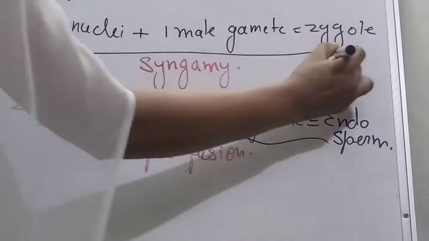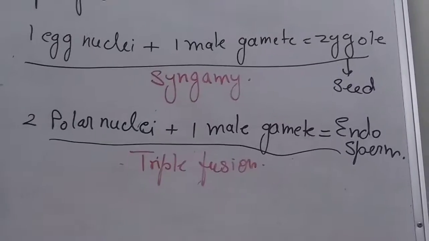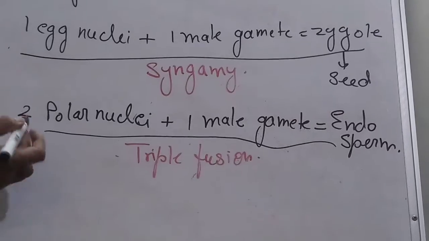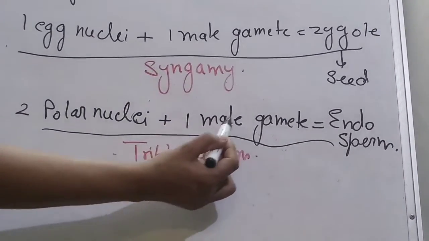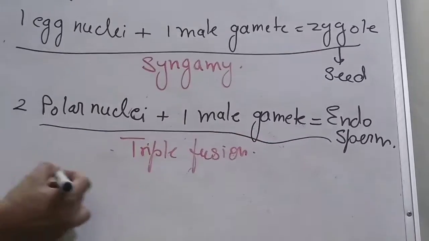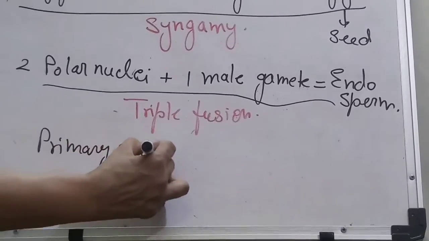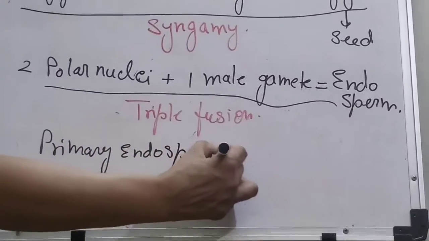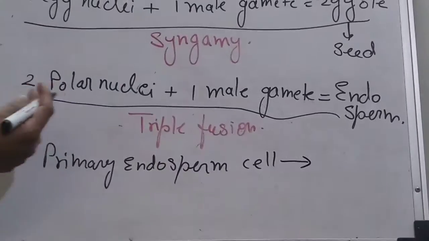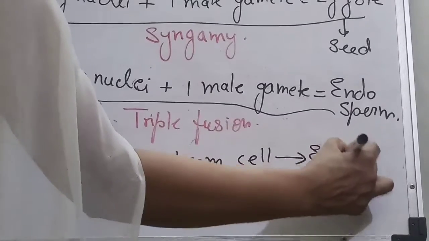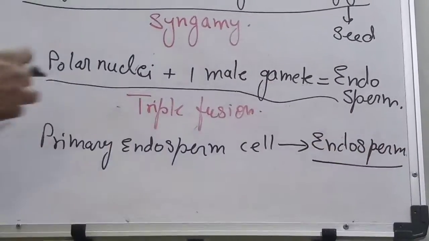From the zygote we are getting the seed, or the fertilized ovule is also called the seed. Two polar nuclei fused with one male gamete produce a primary endosperm cell, which after development produces the endosperm. Monocots are endospermic, which we are going to discuss.